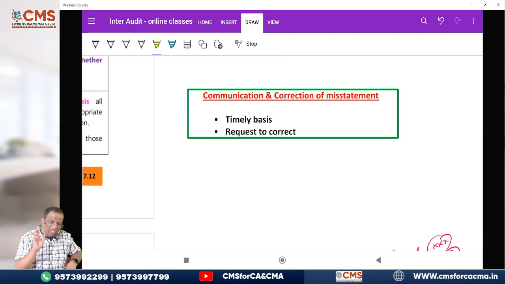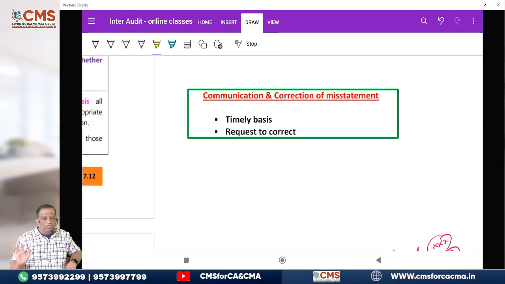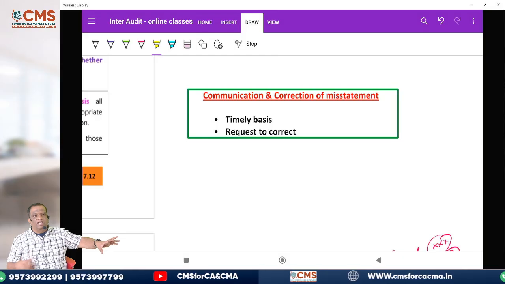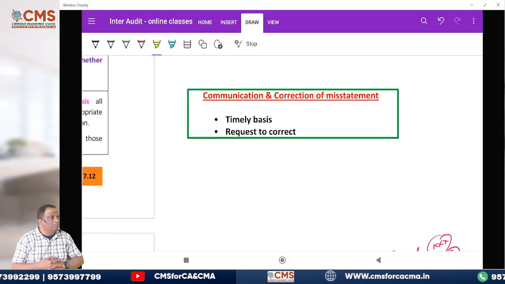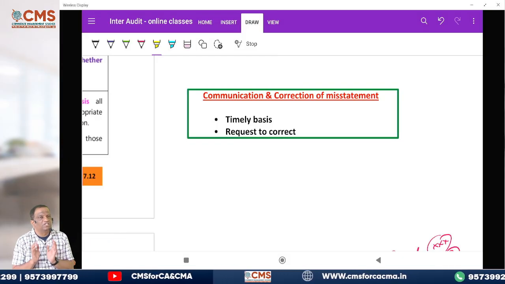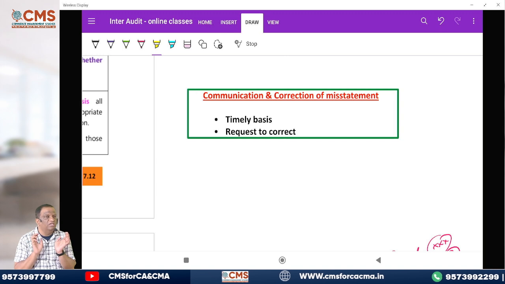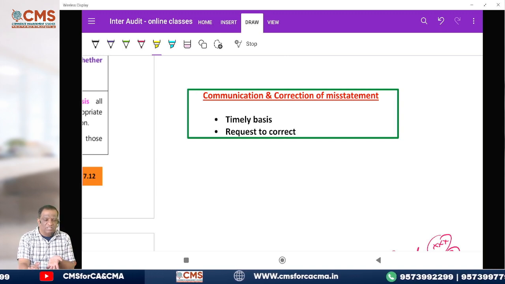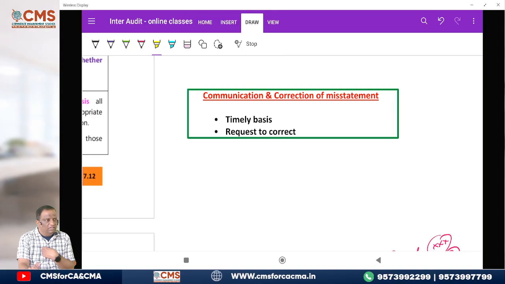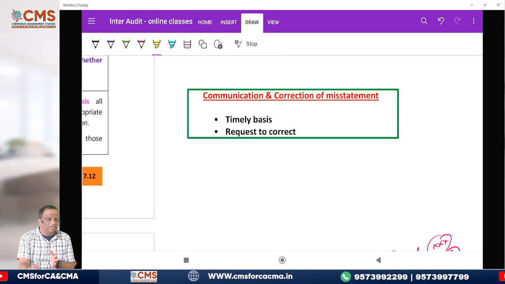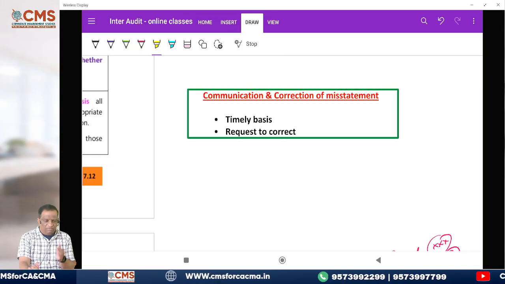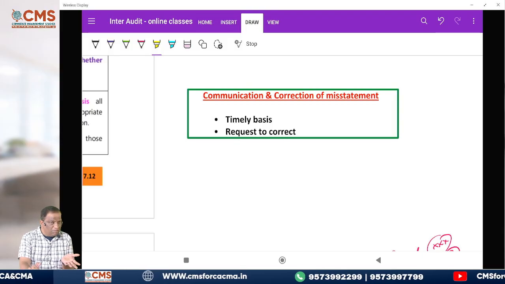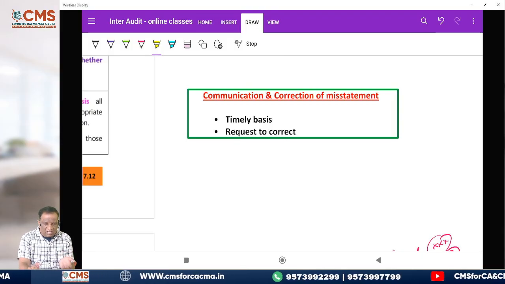And if the management is willing to correct, then I'm not going to tell everyone, this guy made a mistake, I corrected it and all. I'm not going to do that propaganda. So the auditor is a positive person. That background you need to have to understand what is being asked. Whenever there is a misstatement, what should I do as an auditor? Then you don't start drafting the report and tell everyone. First communicate to the management on a timely basis, that is immediately, and then ask them to correct it.